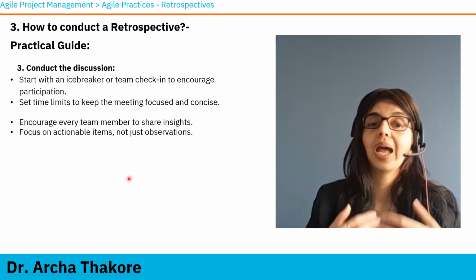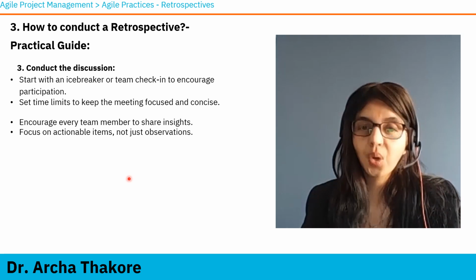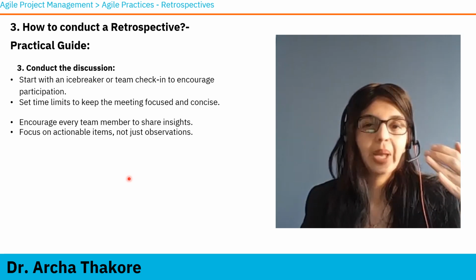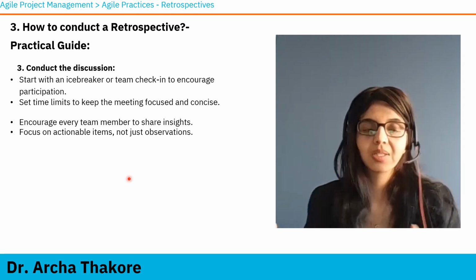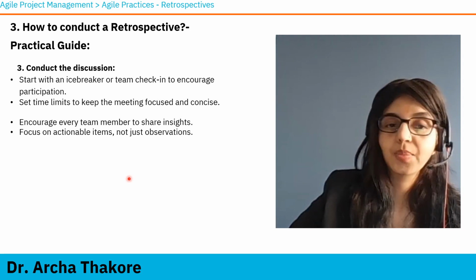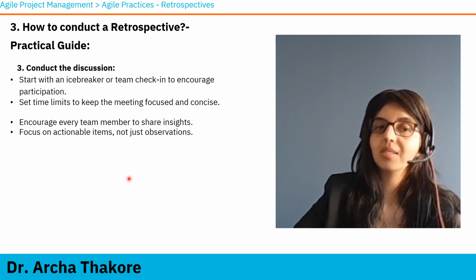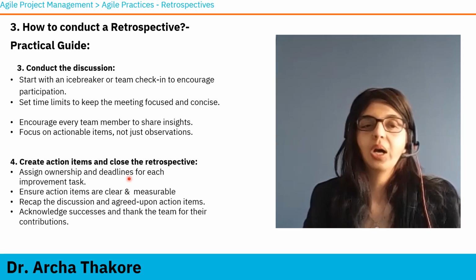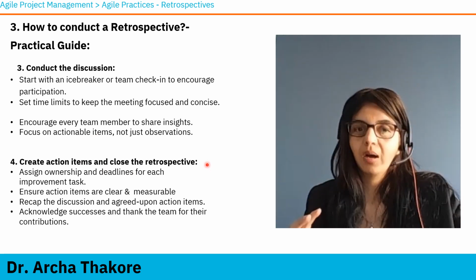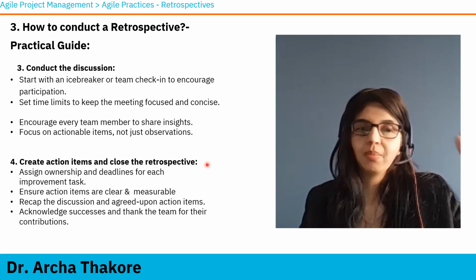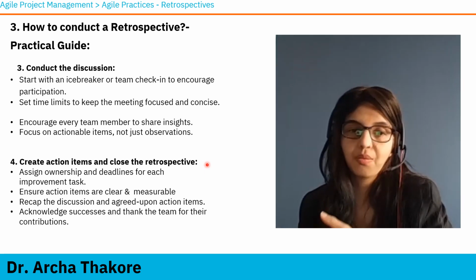Then focus on actionable items, not just observations. A retrospective should not be a meeting just to vent or rant about what you didn't like, but it should result in actionable items. And lastly, create action items and close the retrospective. Assign ownership. So as per our discussion, these are the 4 actions that we need to take, and person A from the team is going to do this task, person 2 is going to do this task, so that we know who is taking care of which responsibility.